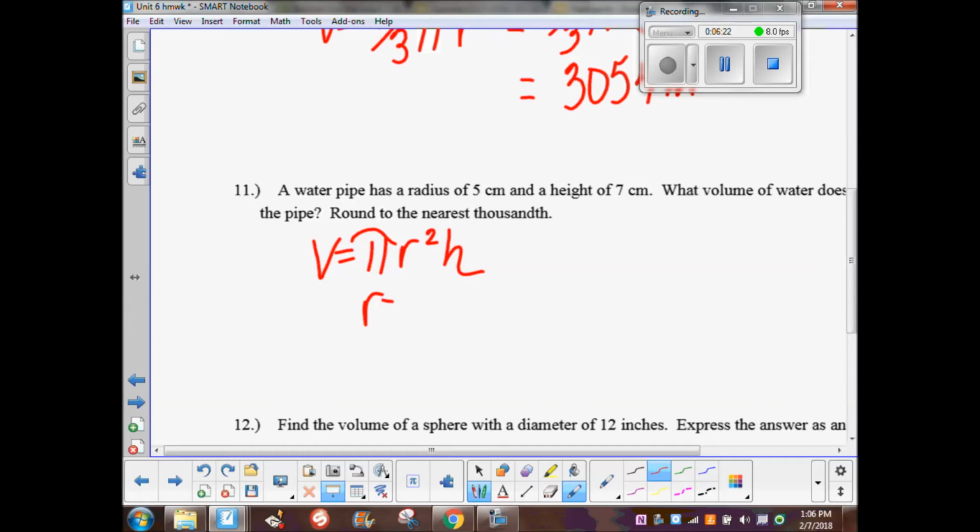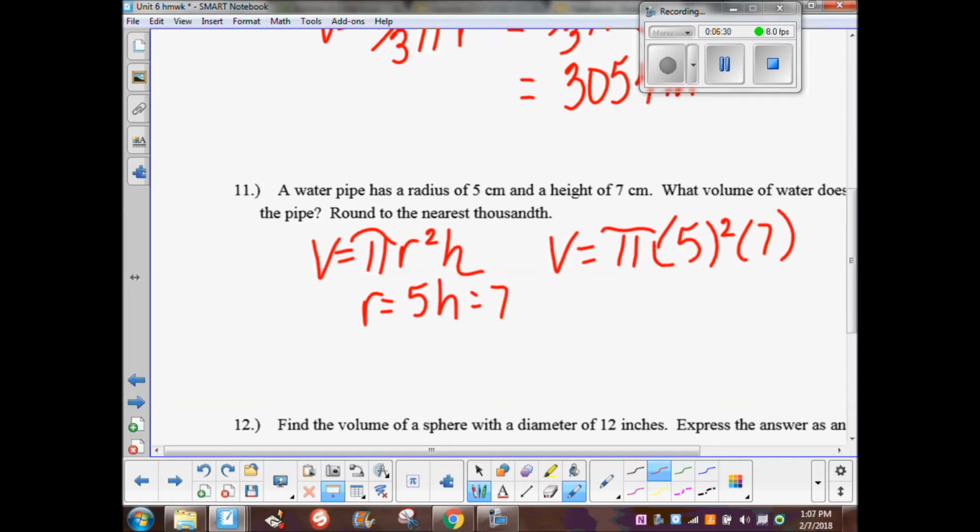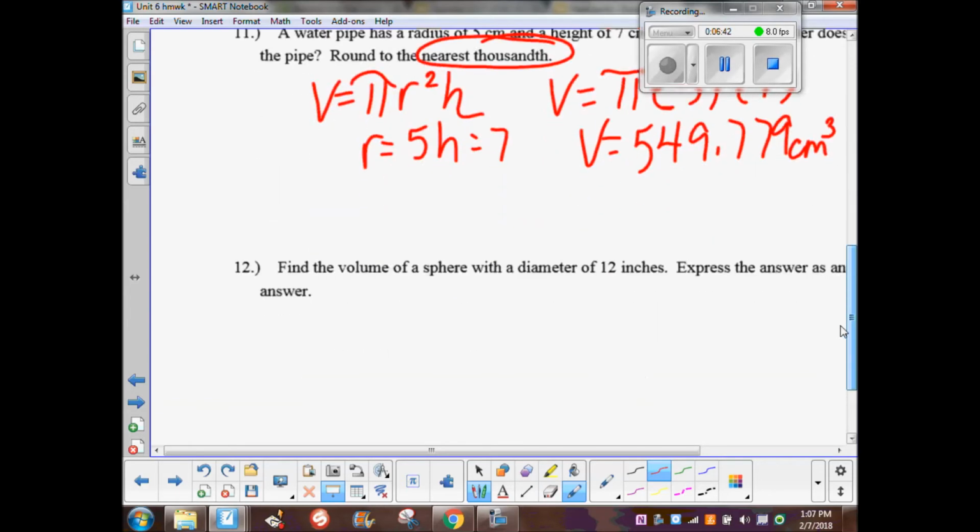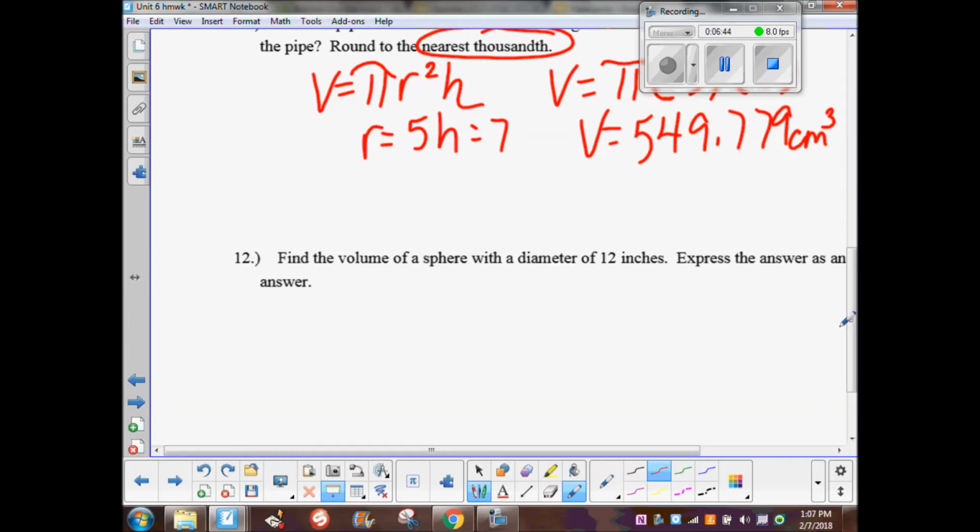So my radius is 5, my height is 7. Pi times 5 squared times 7. And they want this to the nearest 1,000, so use the pi key. And that's centimeters cubed.